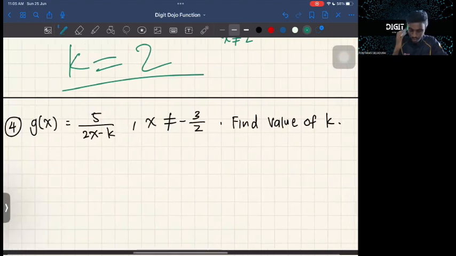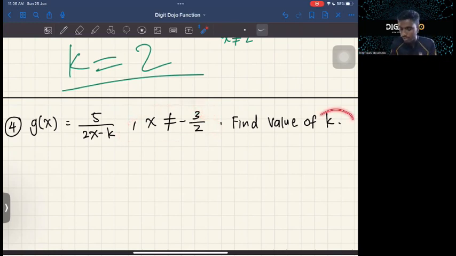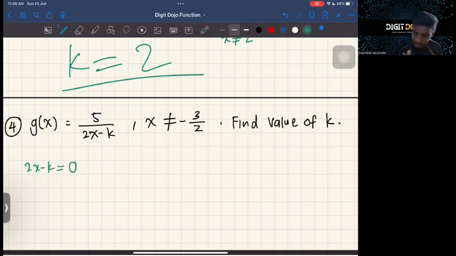G of x equal to 5 over 2x minus k. Remember, this part can never be 0. They can give any expression, never mind: 2x minus k, 5 minus x, anything can never be 0. And they say x can never be negative 3 over 2. So we have to find the value of k. Okay, follow the first step. From what I know, 2x minus k can never be 0, but I put equal to 0 just to know the value which can lead to 0.